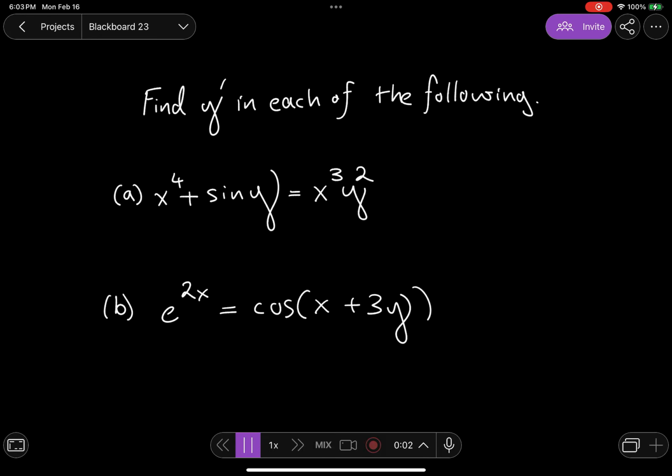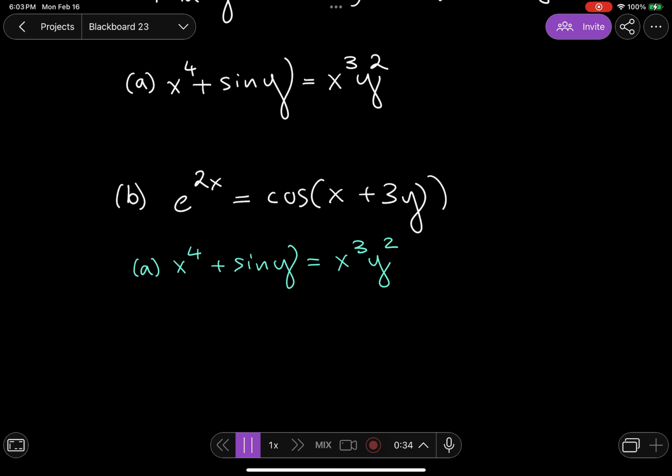All right, we are tasked to find y prime in each of the following implicit equations. So the tactic for this is we want to differentiate both sides, and then somehow a y prime should show up through the chain rule, and then we want to isolate that y prime. So if I want to start with this first one, just rewriting it. My tactic is to differentiate both sides with respect to x, all right?